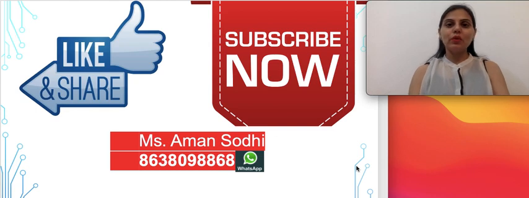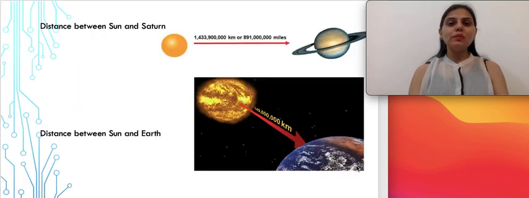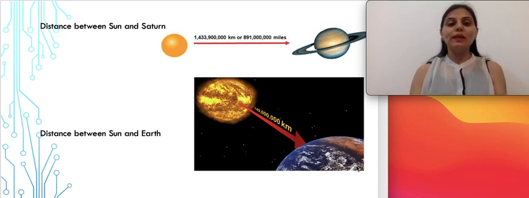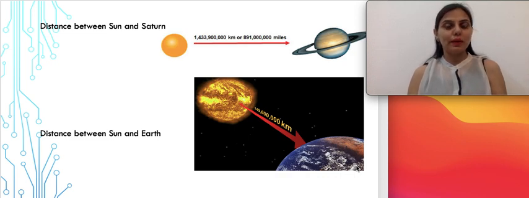So let's begin with the topic. Like I told you, distance between different planets is generally very large. As you can see, distance between Sun and Saturn. Now it is such a number which we have to think twice before telling to anybody. Similarly, distance between Sun and Earth is also a very large number. So all these numbers are so large that we really need to think twice before saying it out.